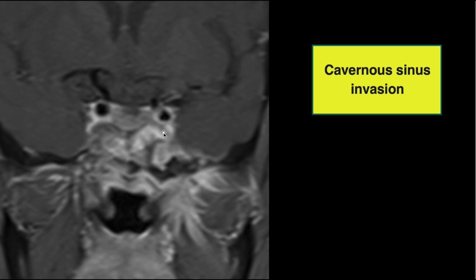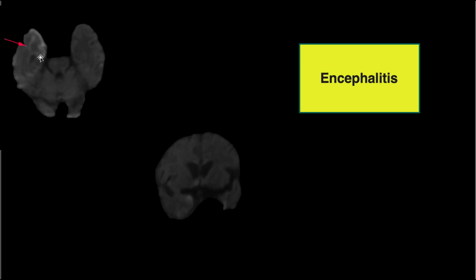Again, in the same case, you can see there is narrowing, which is an early sign of cavernous sinus invasion. Sometimes there can be direct invasion of the temporal lobe from the middle cranial fossa, resulting in diffusion restriction. So temporal lobe encephalitis secondary to mucormycosis can be seen. This is again a red flag sign.